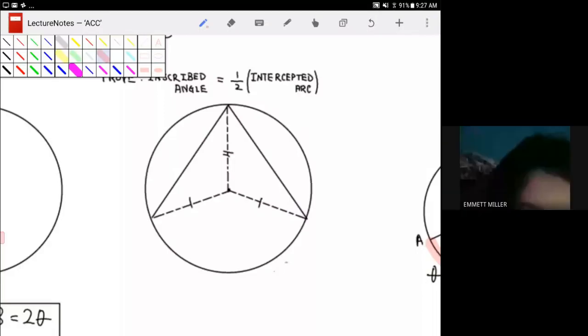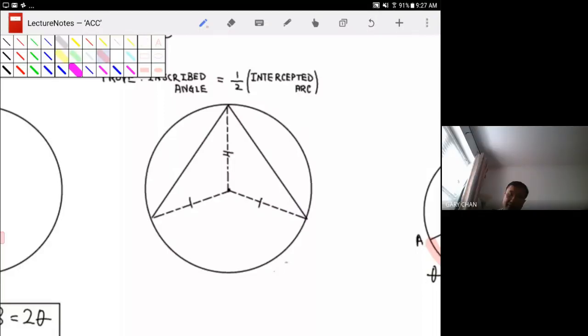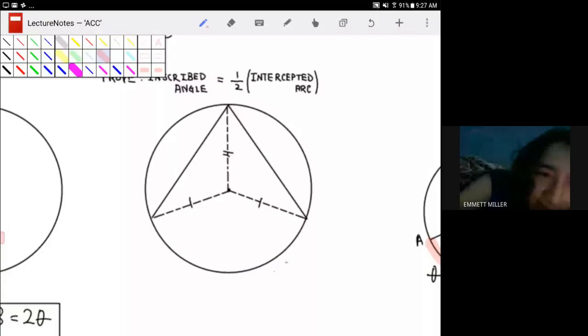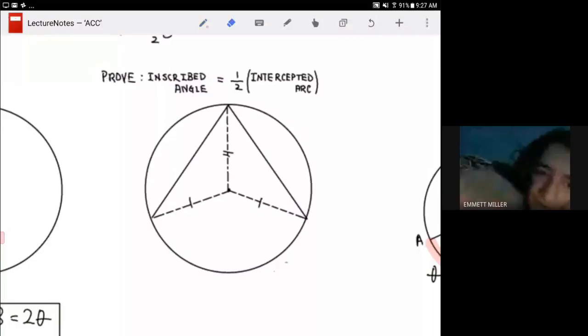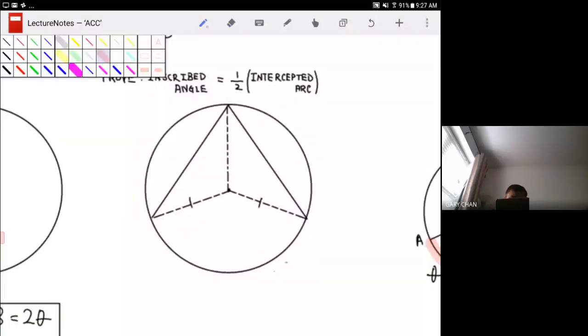Wait, Mr. Chan, quick question. Why are there two dash marks on one of the radii? I'm sorry, there should be one dash mark. They have the same length. Yep, should be one dash mark. You're right.